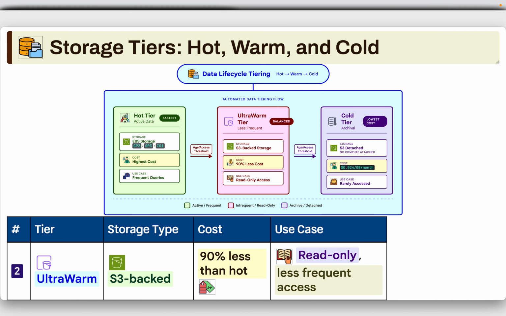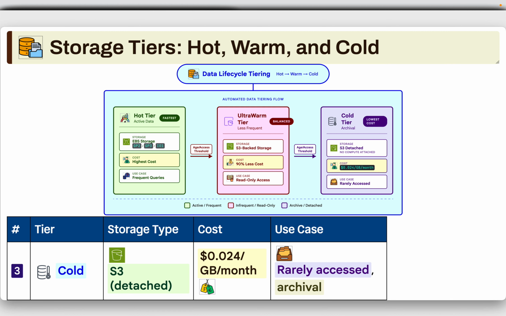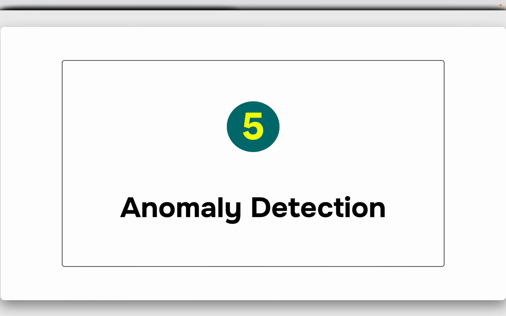UltraWarm tier. This tier uses S3-backed storage and costs 90% less than the hot tier. It is designed for read-only data with less frequent access. Cold tier. This tier uses S3 detached storage with no compute attached. It costs $0.024 per GB per month and is designed for rarely accessed archival data.